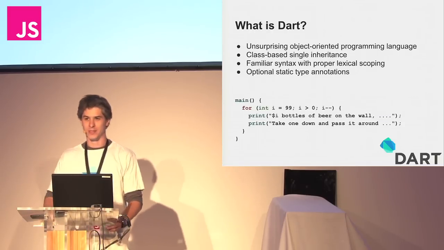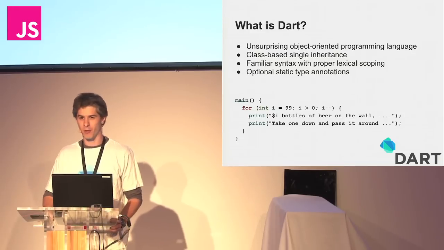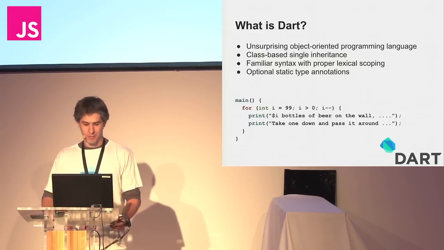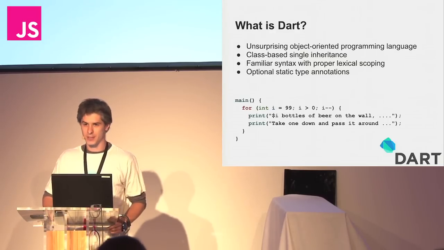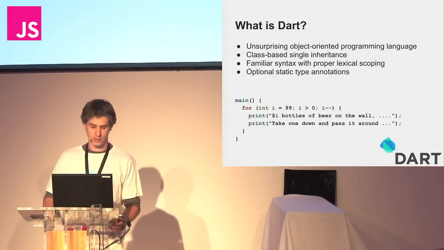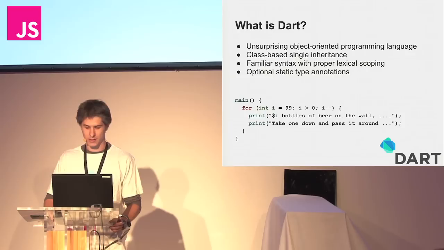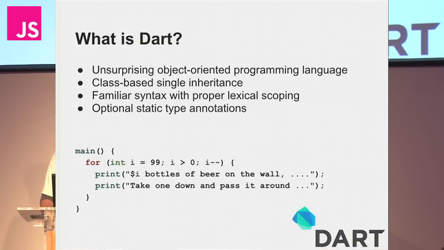So what is Dart? It's an unsurprising object-oriented programming language, which for many means it's a boring language, a little bit like Java. But that was kind of our intent. It's class-based with single inheritance, and the syntax is the same as in Java, JavaScript, and all these C-like languages. And the new thing, at least at that time, was the optional static type system, which recently was seen in TypeScript too. Just to give you a small example, here's the bottles of beer in Dart. Nothing special here.